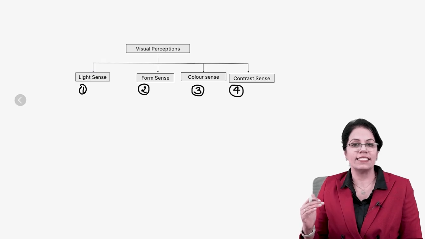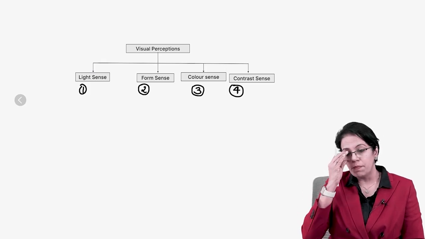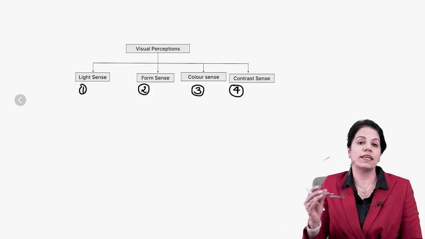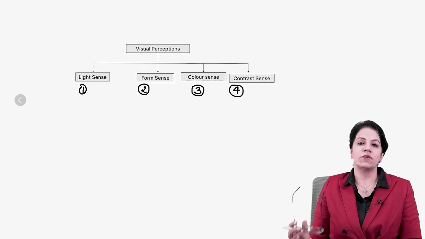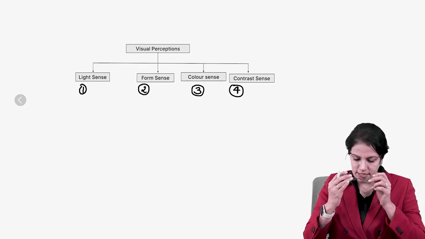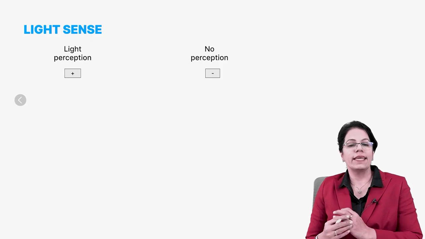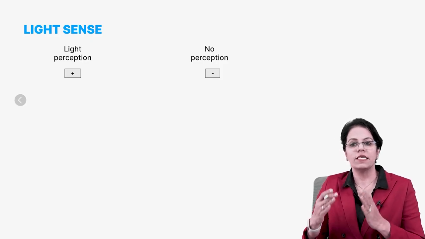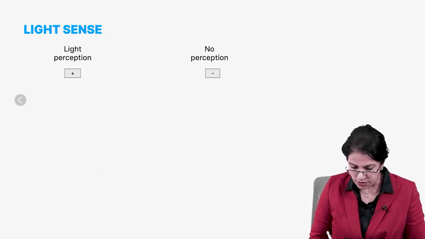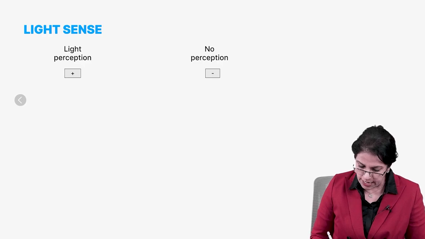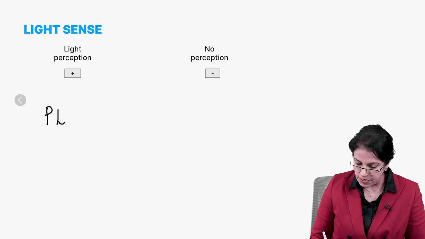So when you say light sense, what do you mean by that? When the patient has a light sense, it means when he can differentiate between day and night, right? Whether there is any light or not, that is his light sense. Okay, so the light sense can be mainly described as perception of light, PL and PR. We should know what is PL and what is PR. So PL means perception of light.